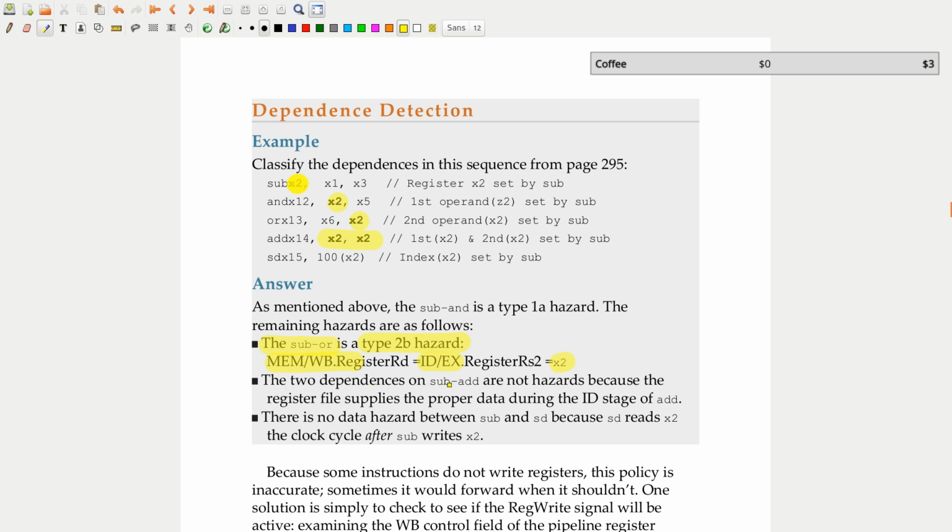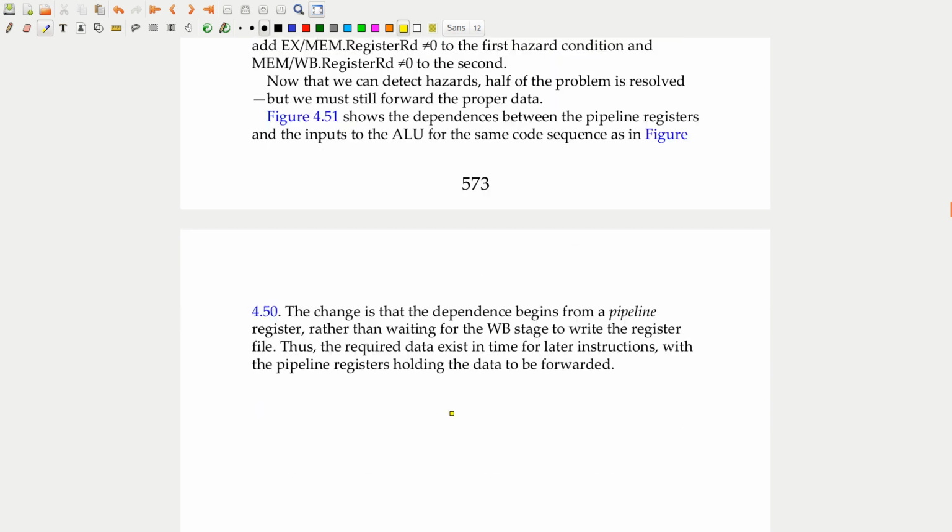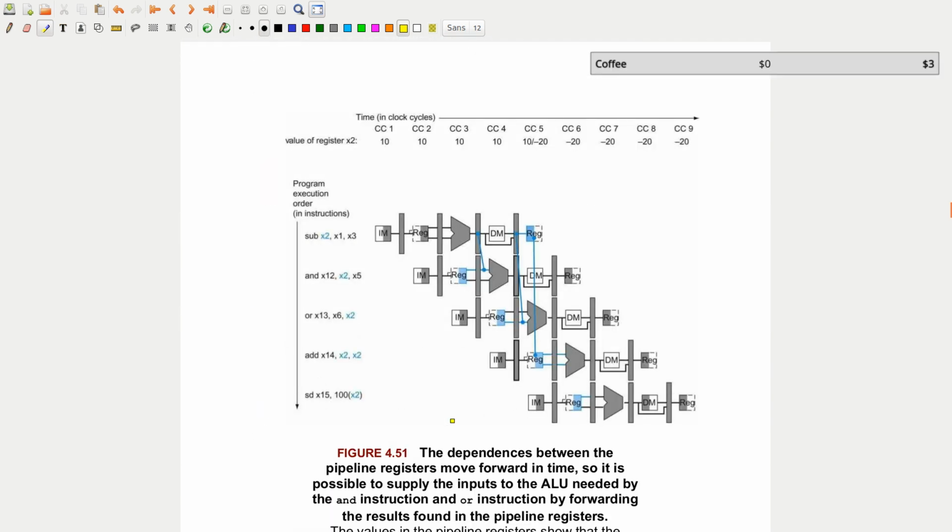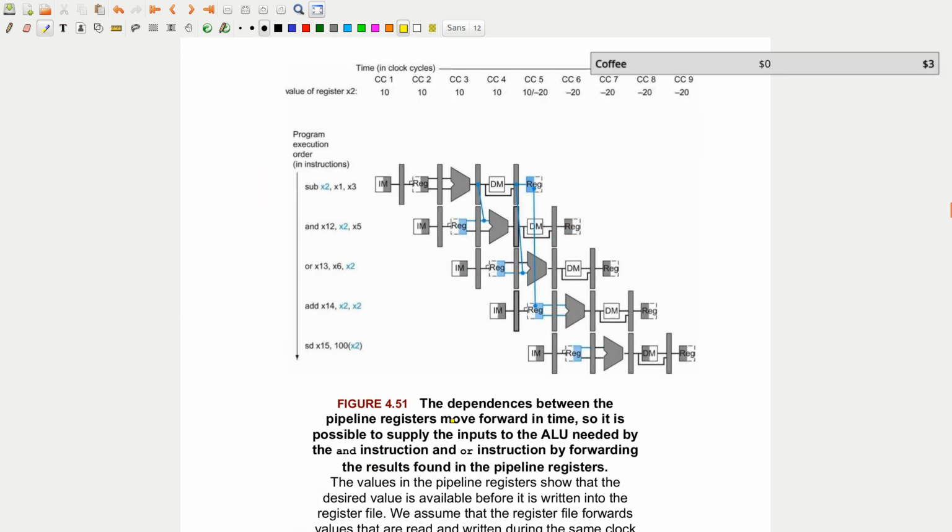The two dependencies on sub-add are not hazards because the register file supplies the proper data for the next one. So this OR instruction actually executes properly. And so does the add, and so does this store data. Okay. So this is kind of that data forwarding in action.